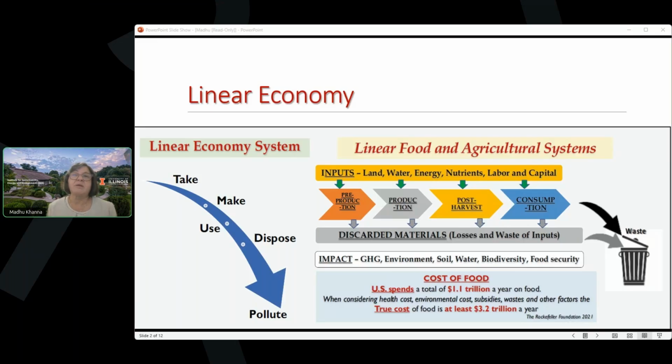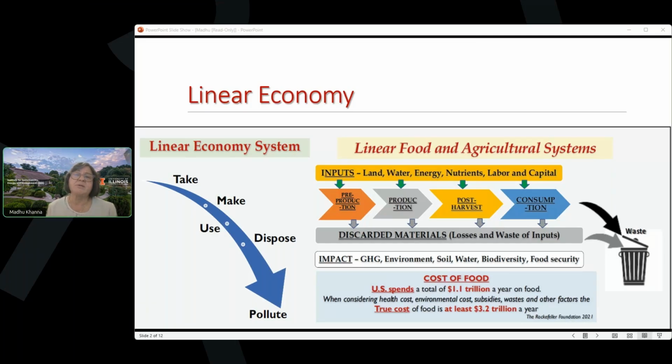But this current economic and production system that we have can be described as a linear economic system because we extract resources, we make products and use them, and then we dispose of them. And the disposal into the environment causes enormous environmental degradation. This waste is generated at every stage of the supply chain, and it leads to numerous environmental and human health problems.